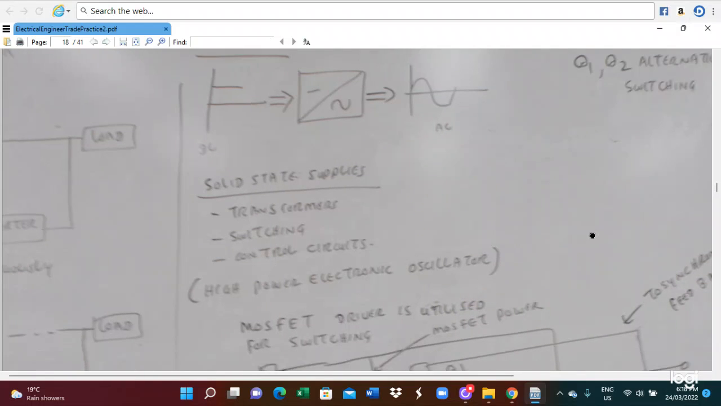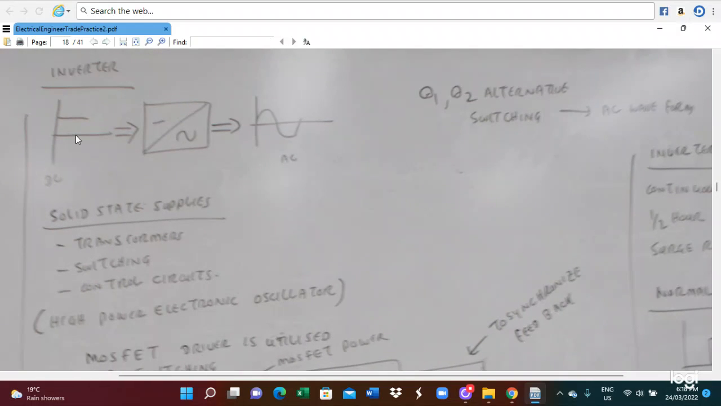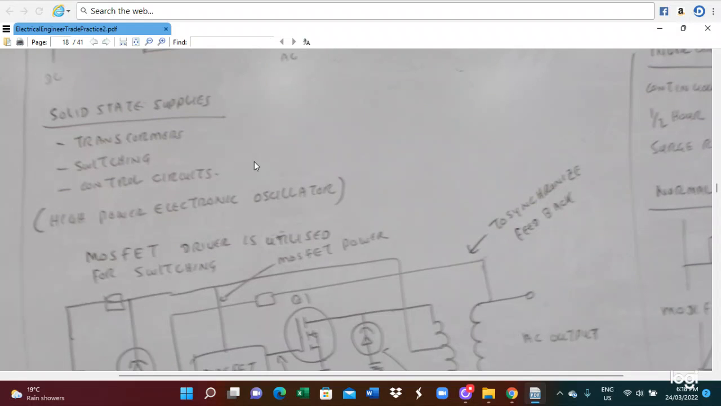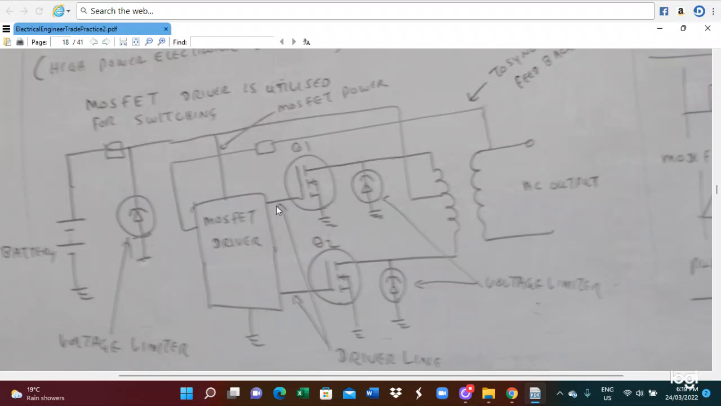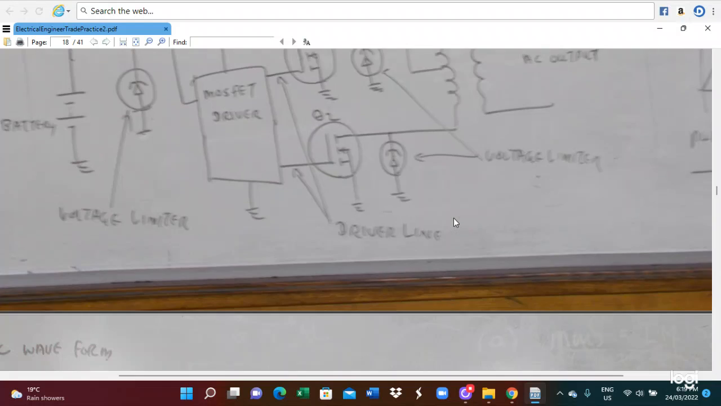So this is the connection of the waveform. Inverter input is DC and output will be the AC waveform. So that we use a solid state power supply system. We use the transformer, switching, and indirect control circuit. So this is for the UPS system. So you've got the MOSFET driver. Also, this is a voltage limiter. So the battery voltage limiter is connected here, and the MOSFET driver is driving those MOSFETs, and then the MOSFETs are making this switching waveform, changing to the alternating current, alternating voltage, and the output is AC supply. So this is a connection of the MOSFET circuit.